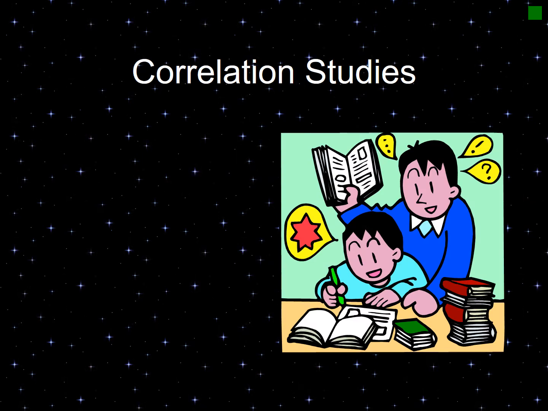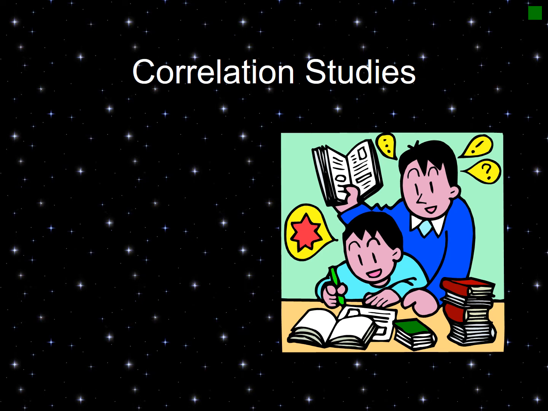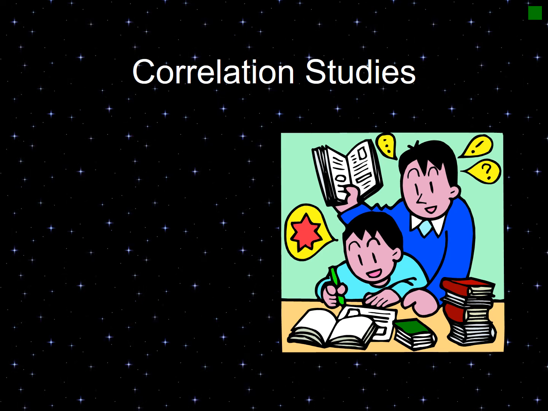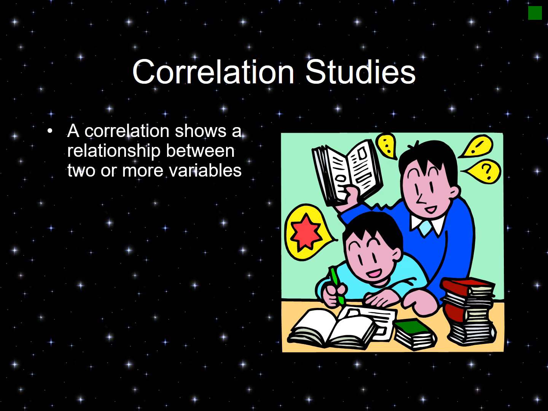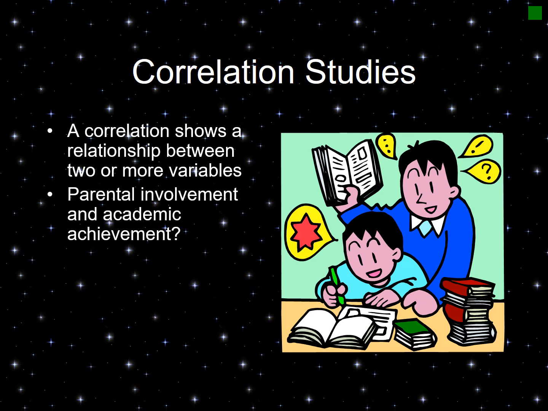I mentioned it in Research Methods Part 1, correlation studies. We're going to start talking about that now. Correlation studies just show a relationship between two or more variables. An example of this could be parental involvement in academic achievement.